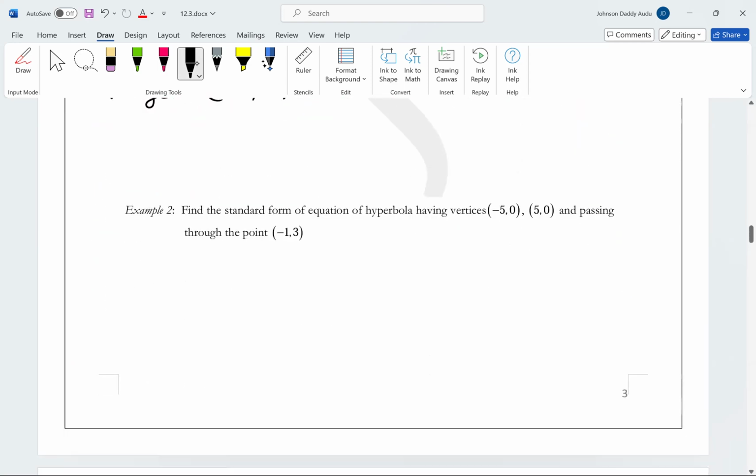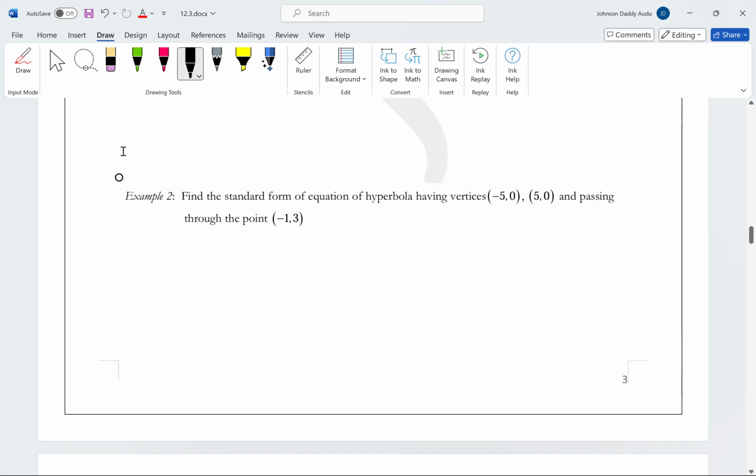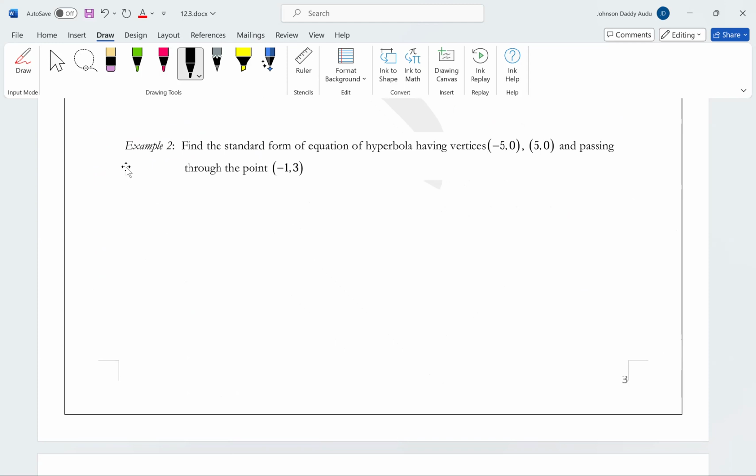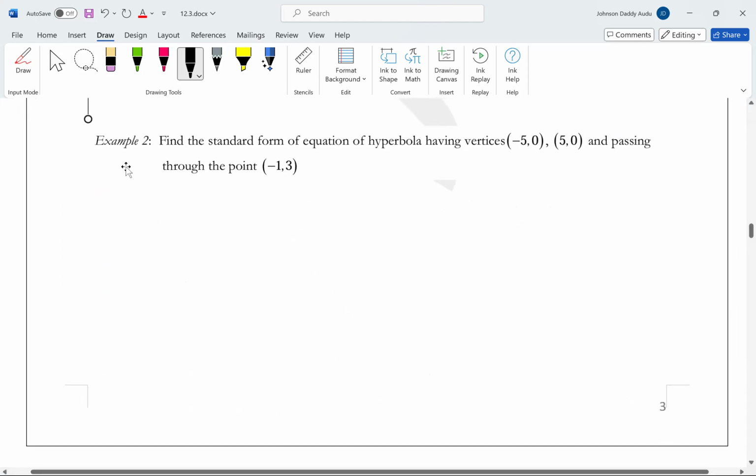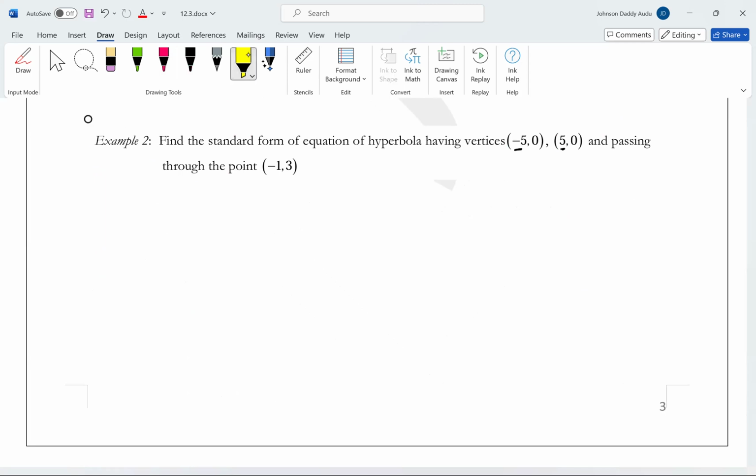Okay, so let's move to another question. Question number 2. Example 2 says, find the standard form of the hyperbola having vertices and passing through the point. Now, we're given the vertices here. If you look at these vertices, the vertices is like your A. And you can see the vertices is on the x-axis. So since the vertices is on the x-axis, it means you're dealing with a horizontal hyperbola.